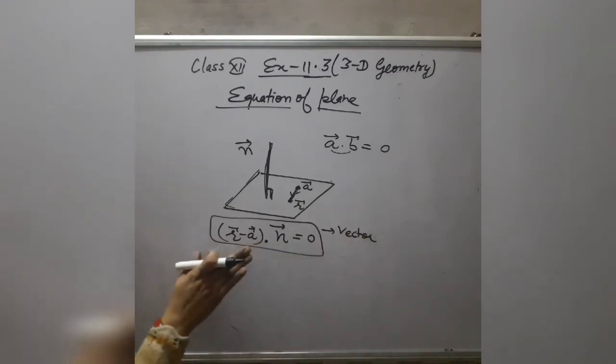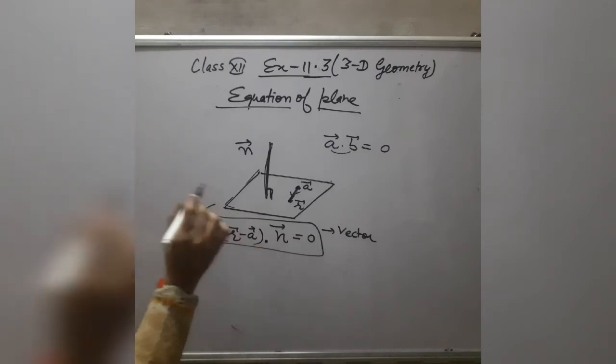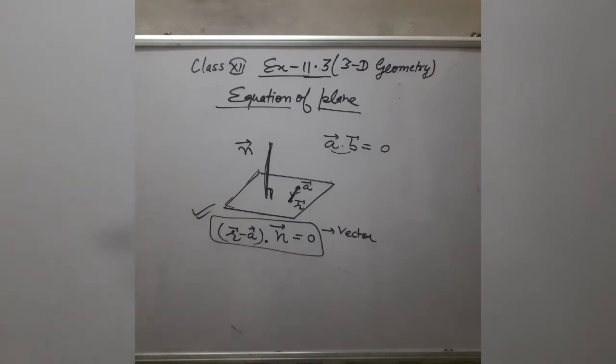And you will use this form of the equation of a plane if the normal vector of a plane and one point of the plane are given to you. Now see one more method.